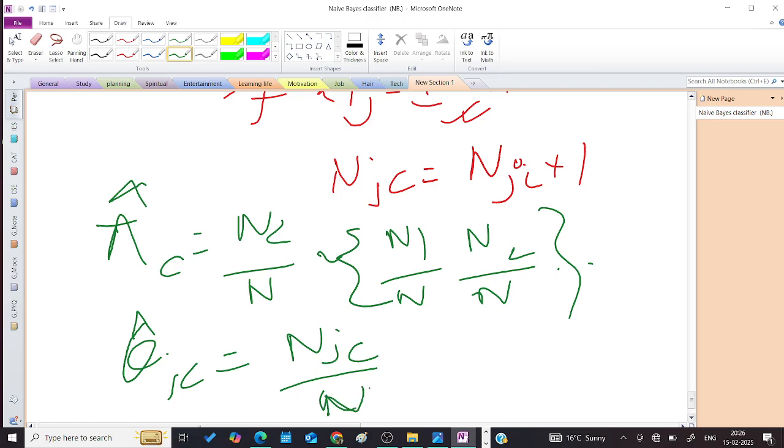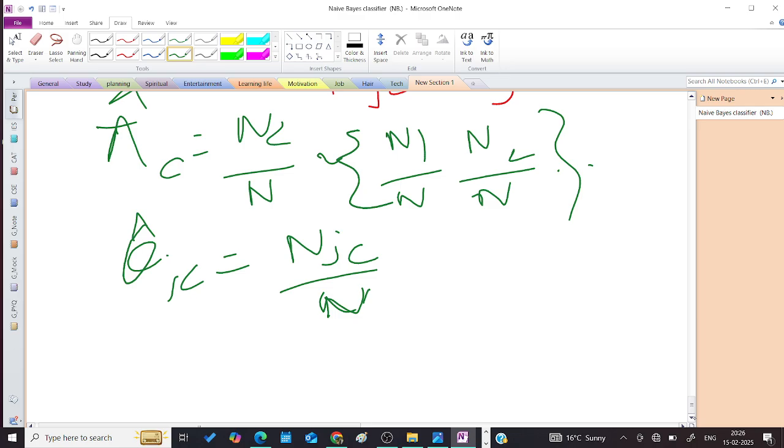So theta hat is nothing but a matrix, and this is the probability.